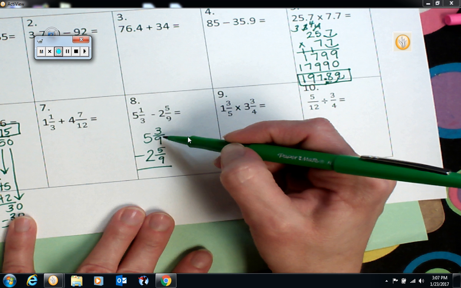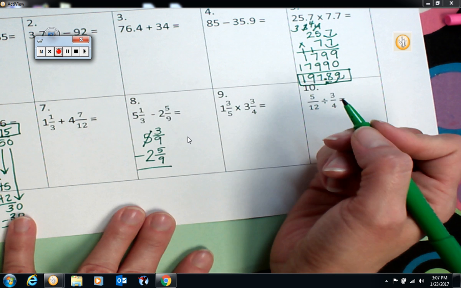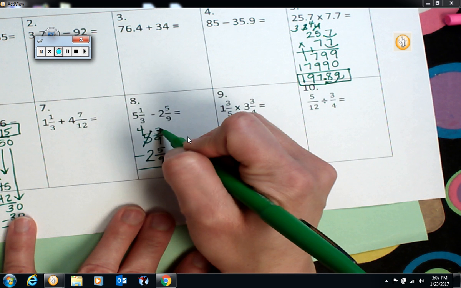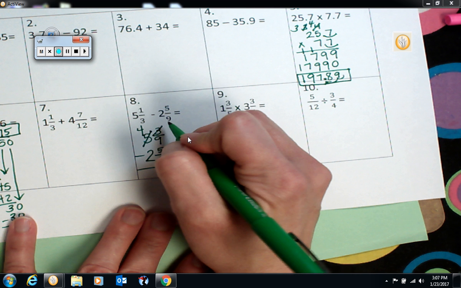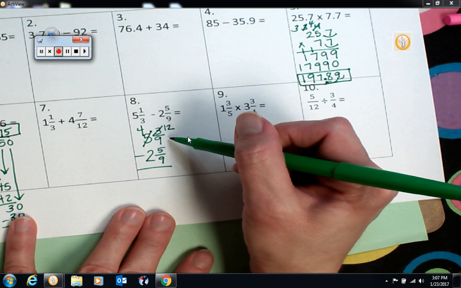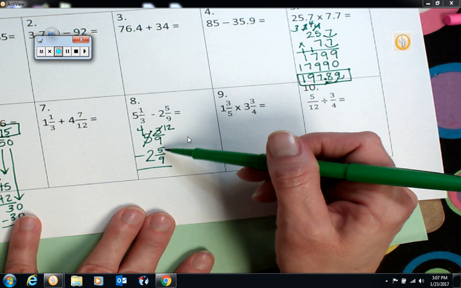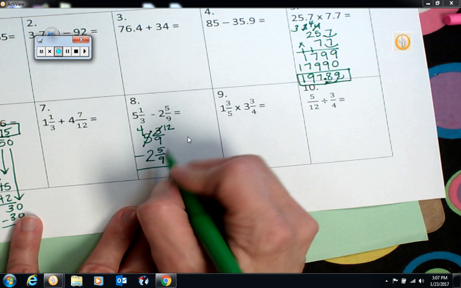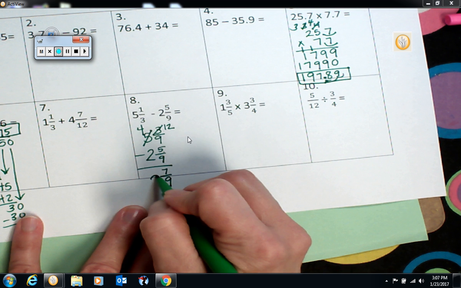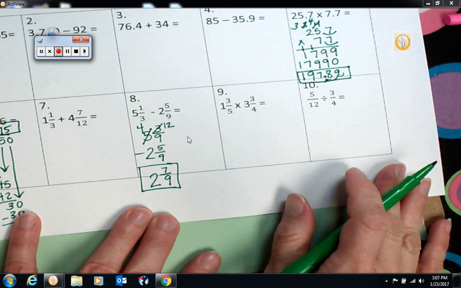So I can't subtract 5/9 from 3/9, so I have to take one of these wholes and chop it up into 9 pieces. So now I have 4 wholes, and those 9 pieces I'm going to add on to the 3 pieces I already have. Now I have 12/9, because 4 and 12/9 is the same value as 5 and 3/9, but now I'm able to subtract 5/9 from 12/9. So 12/9 minus 5/9 is 7/9, and 4 minus 2 is 2. And this would be my final answer because 2 and 7/9 is in simplest form.